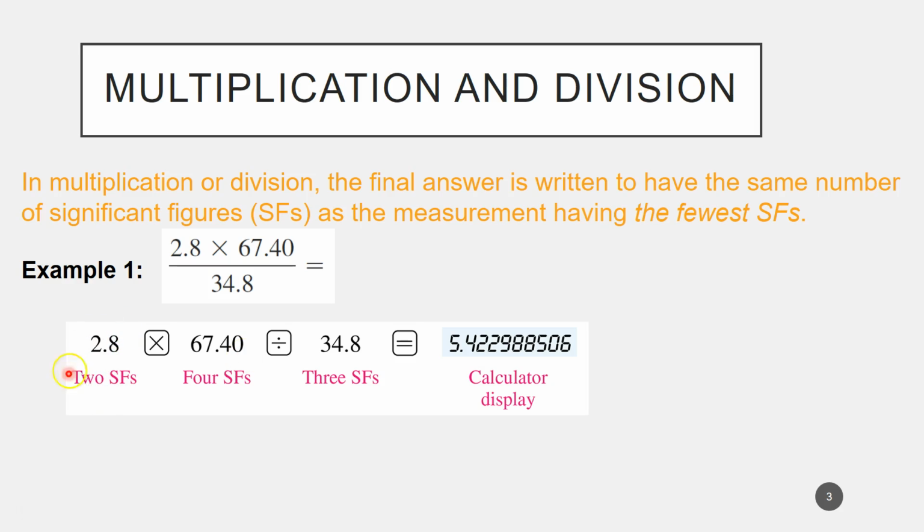You look at 2.8, it has two significant figures. 67.4 has four significant figures. 34.8 has three significant figures. My lowest is two significant figures, so my answer should have two significant figures, and I need to round this answer to two significant figures, and that would be 5.4 only. So again, rounding rules are very important, so you have to review them if you don't remember them.